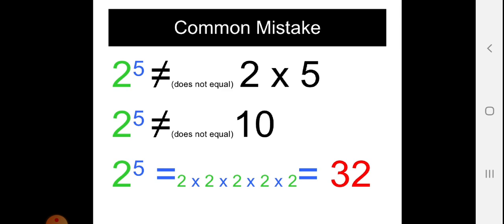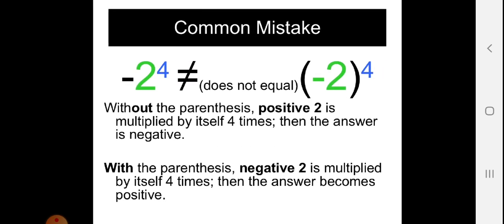Let's say if you have 2 cube, that means 2 into 2 into 2. That means the answer is 8, not 2 into 3, 6. So don't make such common mistakes.